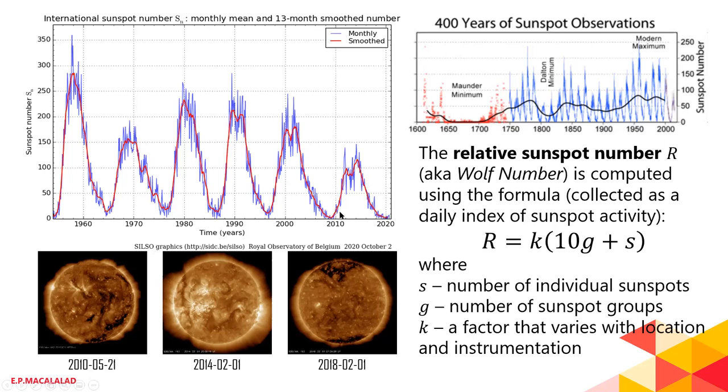Just to give you an idea, this is a picture of the sun coming from SDO, the Solar Dynamics Observatory. The payload is AIA, and the frequency is 193 angstrom. The picture here is 2010, so this is a solar minimum. This is 2014, July 1. So 2012, 2014 is solar maximum. You will notice that there are more active regions during solar maximum than solar minimum. In 2018, we are in solar minimum again.